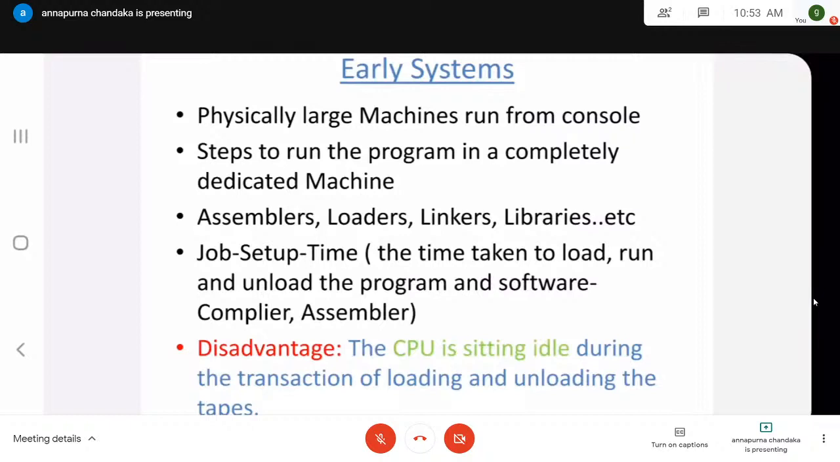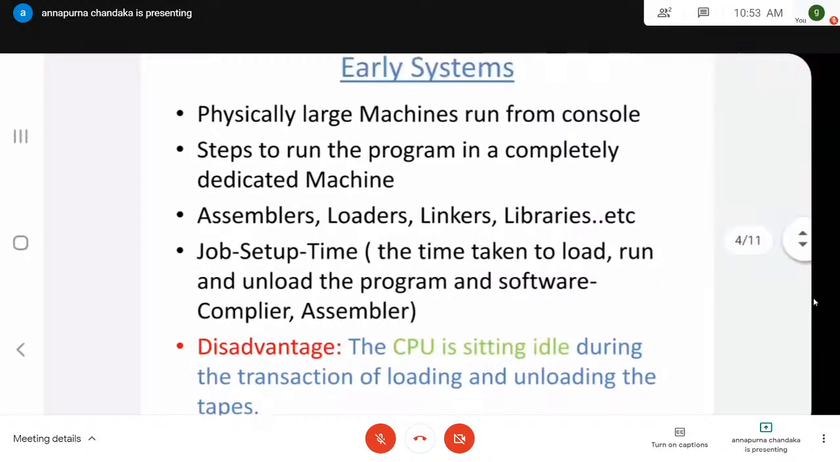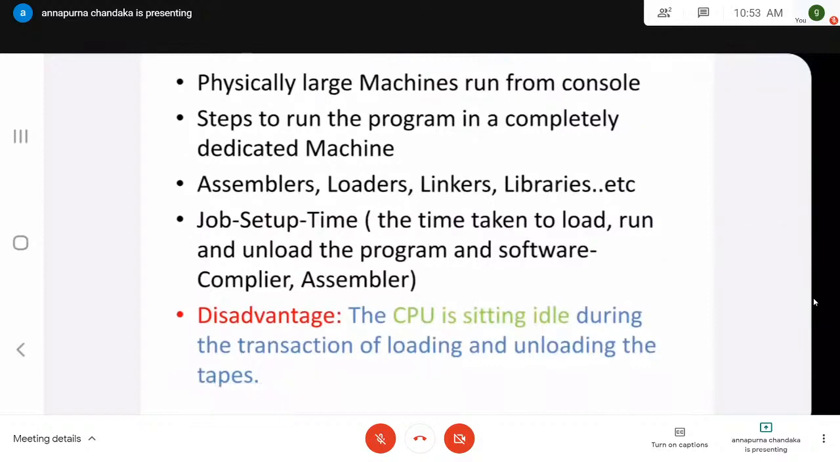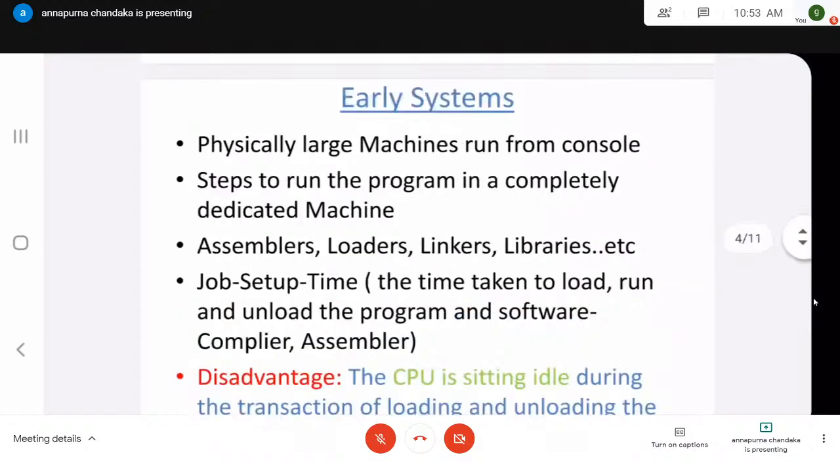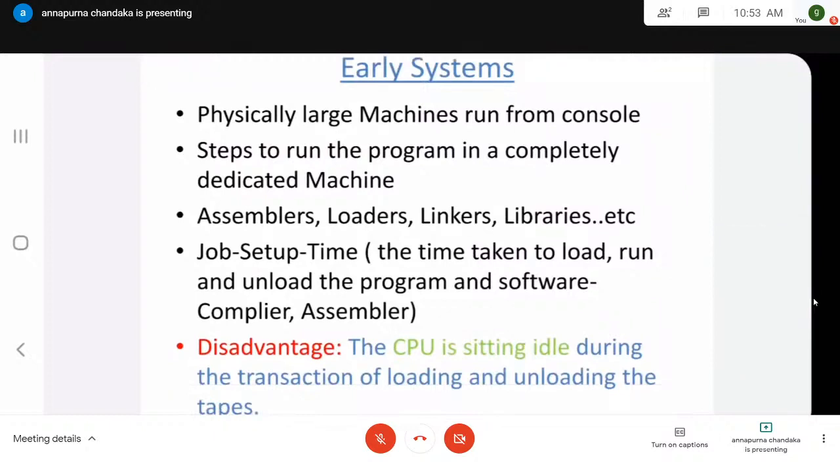After a reasonable amount of time, in the market assemblers, loaders, linkers, compilers and libraries were invented. Now what is an assembler? Everyone knows that whenever the user tries to execute any program, first of all, the program should be copied into main memory and the starting address should be given to program counter for initiation of execution. After that, the CPU executes the instructions line by line. Earlier, these all activities were done by the user itself.